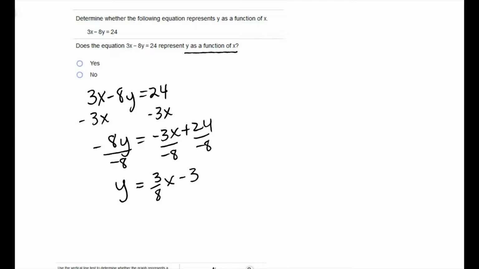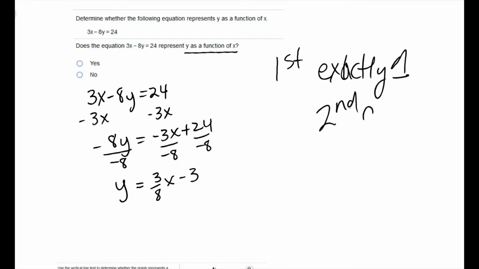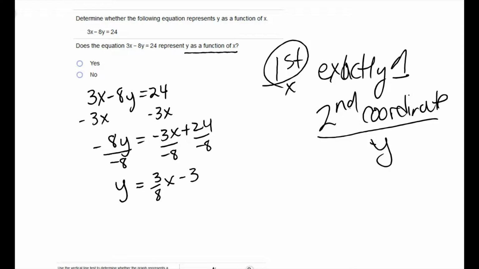So we have to remember the definition of a function. Every first coordinate corresponds to exactly one second coordinate. So our first coordinates are our x's and our second coordinates are our y's. So for every x, we need to have exactly one y.